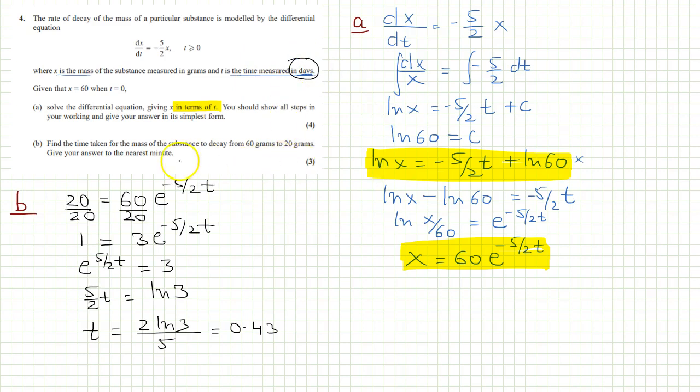This t is in days and we have to calculate in nearest minutes. So multiply by 24 and then multiply by 60. Days into hours, hours into minutes. So that will be 632.8 minutes. So that is equal to 633.